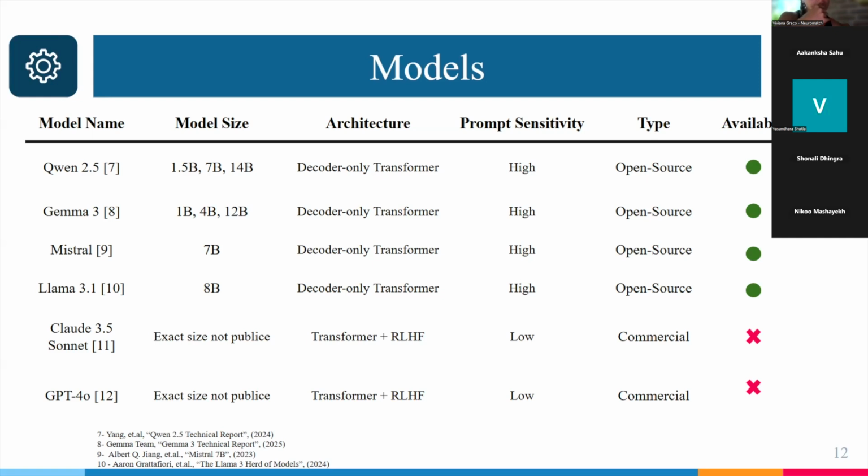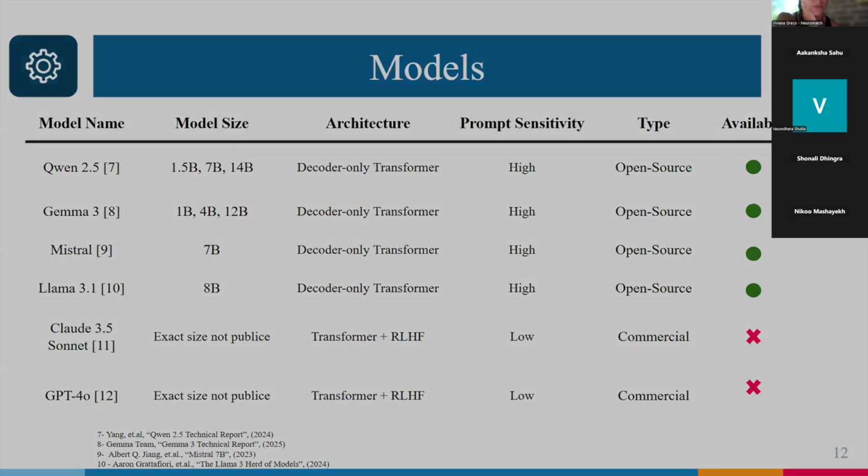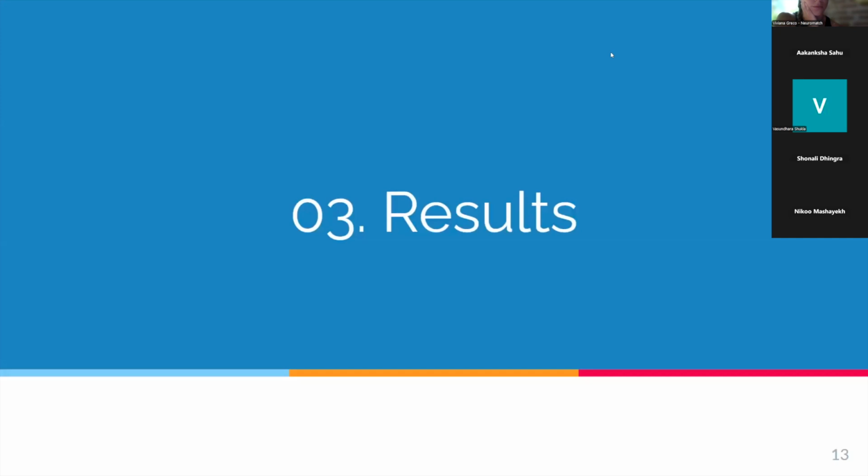Lastly, we also compared these open source models with commercial ones such as Claude 3.5 Sonnet and GPT-4, which typically show lower prompt sensitivity due to the architecture that they have, other than the open source models. The next one is the result, which I will hand over to my teammate, June.